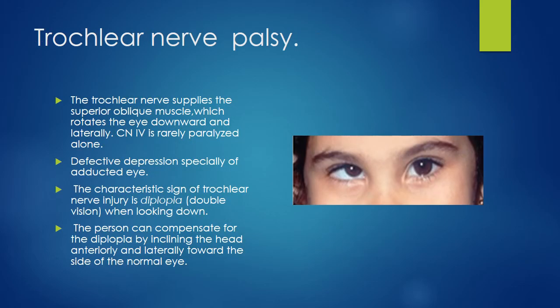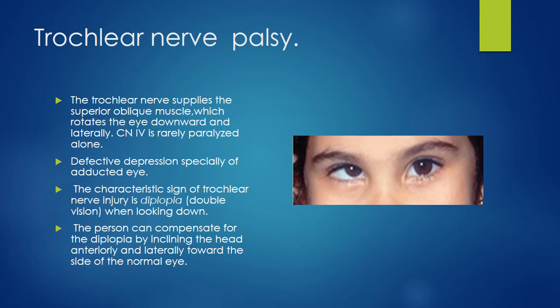The next is trochlear nerve palsy. Trochlear nerve supplies only one muscle in the orbit, that is superior oblique muscle. For understanding the effects of injury, you must know the normal actions of the muscle. Superior oblique muscle rotates the eyeball downward. It also causes abduction and intorsion of the eyeball.